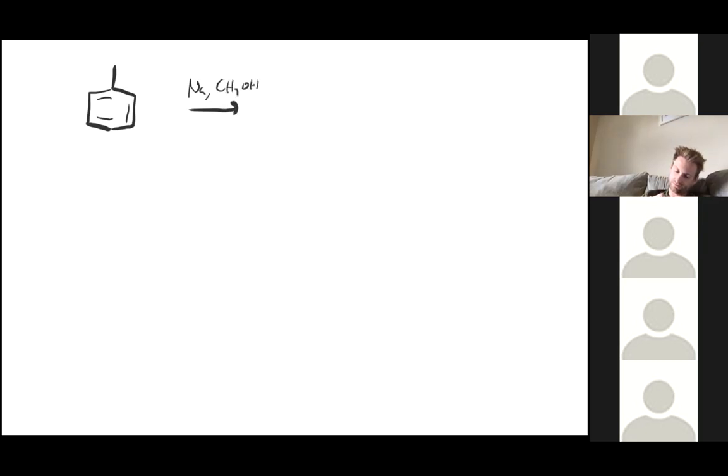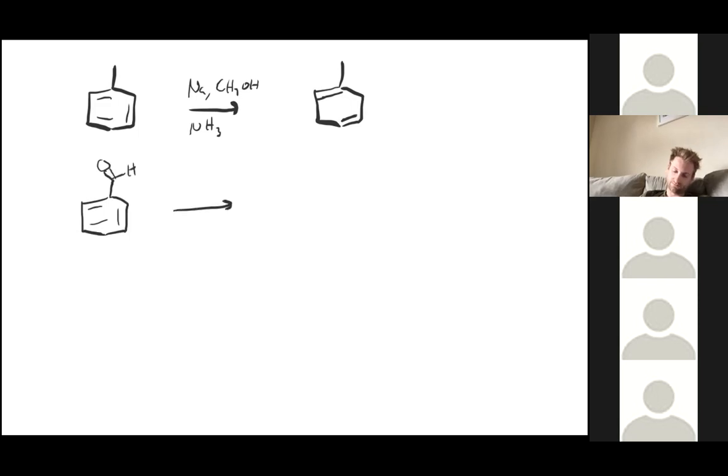Na, CH3OH, and ammonia, this is going to give you a double bond pattern where one of your double bonds is going to be on that methyl group and the other one is going to be adjacent. Alternatively, if we use something like benzaldehyde, we're going to end up with a different double bond pattern.